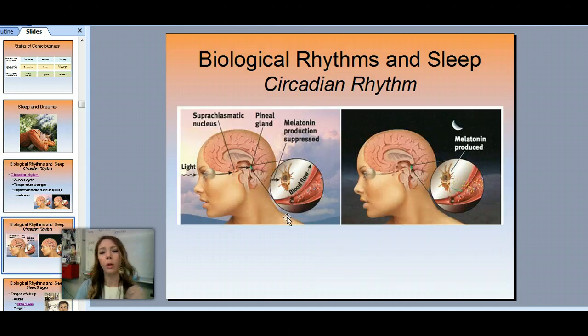Our biological rhythms and sleep in the brain. We just talked about the SCN, the suprachiasmatic nucleus, producing the melatonin, but remember that light coming in stops the production of melatonin. That's why if you're around a lot of light at night, it's sometimes difficult to go to sleep. Even in front of a computer screen, it's difficult to go to sleep, because light produces GABA, an inhibitory neurotransmitter, and it inhibits the production of melatonin in the pineal gland, which is where the suprachiasmatic nucleus is located.